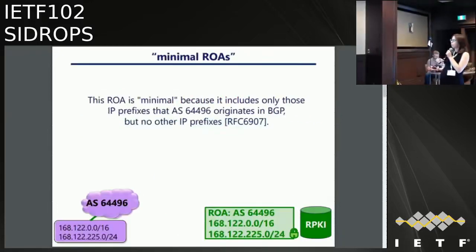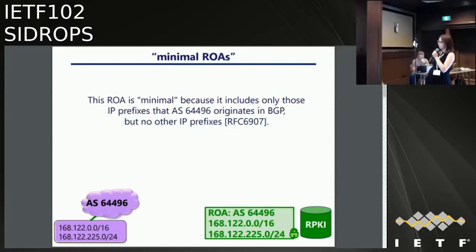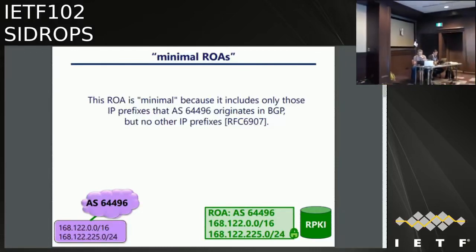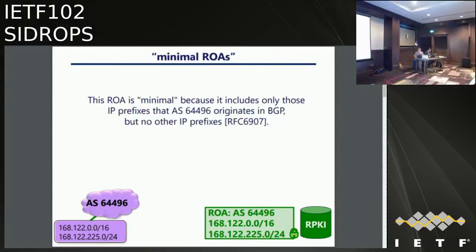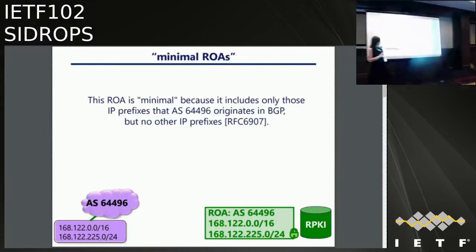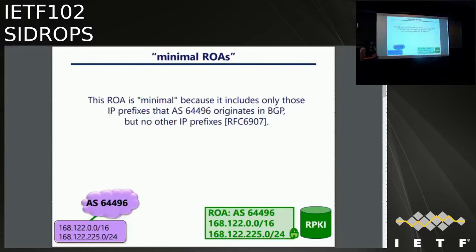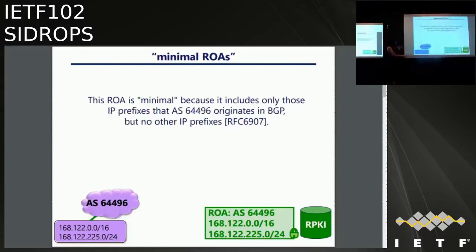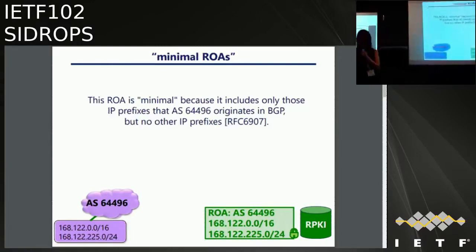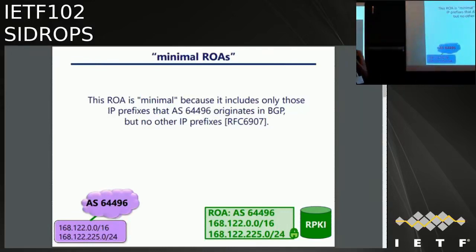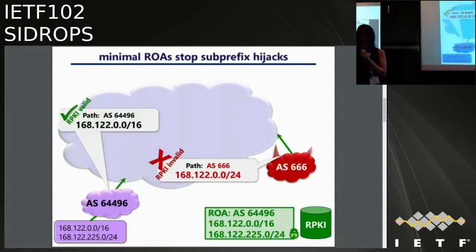Let's start off with something defined in RFC 6907, a minimal ROA. A ROA is minimal if we have this AS and we know that it announces this set of prefixes, then the ROA is minimal if it contains only that set of prefixes. You can see there's exactly the same set of IP prefixes in both the ROA and the AS. Pretty simple. Minimal ROAs are awesome. We always want to have them, as was said in RFC 6907.